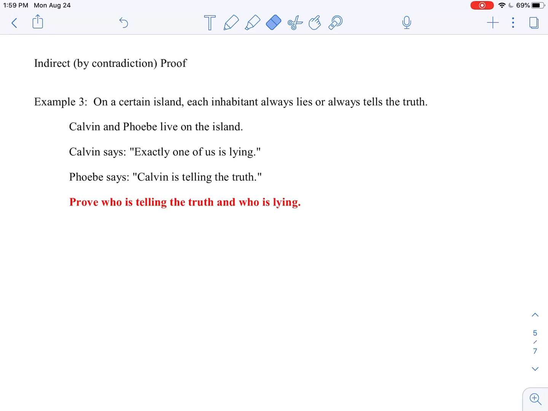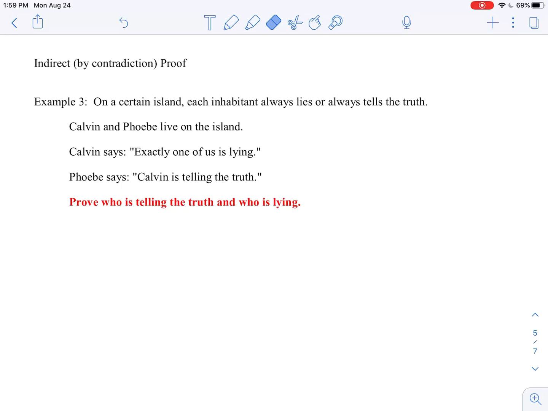And we have two players here. We have Calvin and Phoebe. Calvin and Phoebe live on this island. Calvin says, exactly one of us is lying. Phoebe says, Calvin is telling the truth. Our job is to prove who is telling the truth and who is lying.